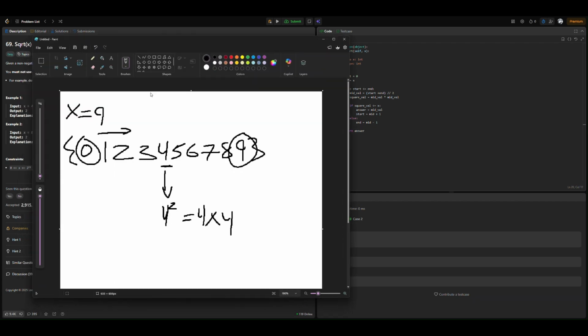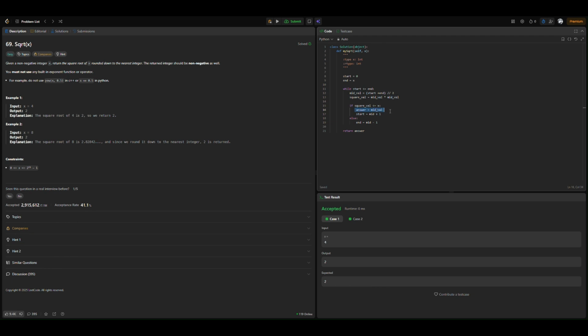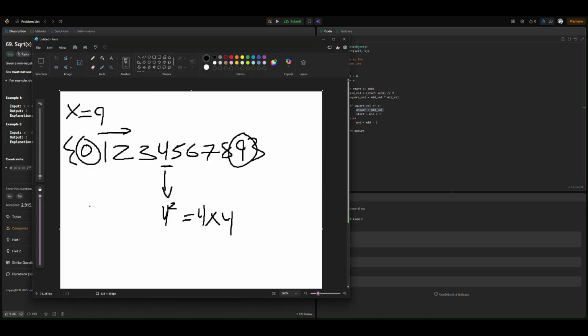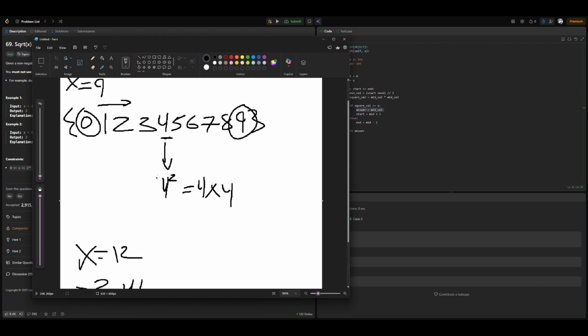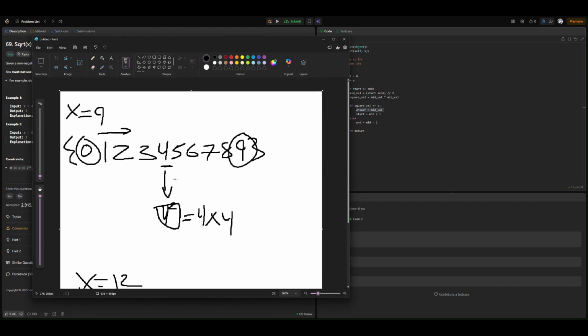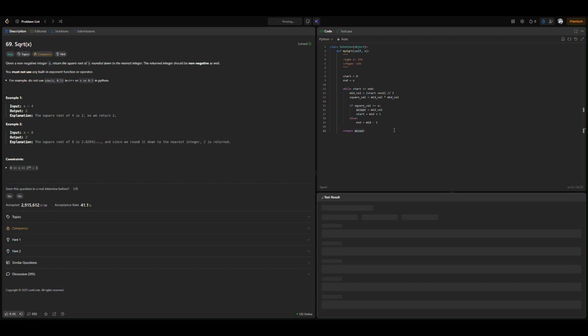So remember, we're always moving to the right, and that answer is storing the last key that we got. So we're always moving to the right if it's less than, and it's getting the last that we got. Because remember, if it's x equals 12, the answer should be 3, because we need to round down, not 3.46. That'll be incorrect. And it can't be 4 because 4 is 16. I'm going to run the code.